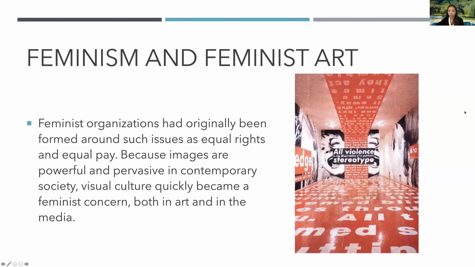Now let's move on to feminism. Feminist organizations had originally been formed around such issues as equal rights and equal pay. Because images are so powerful and pervasive in contemporary society, visual culture quickly became a feminist concern, both in art and the media. Women art professionals organized to recover women's art of the past, to push for more equitable representation in museums and galleries, and to nurture contemporary women artists.